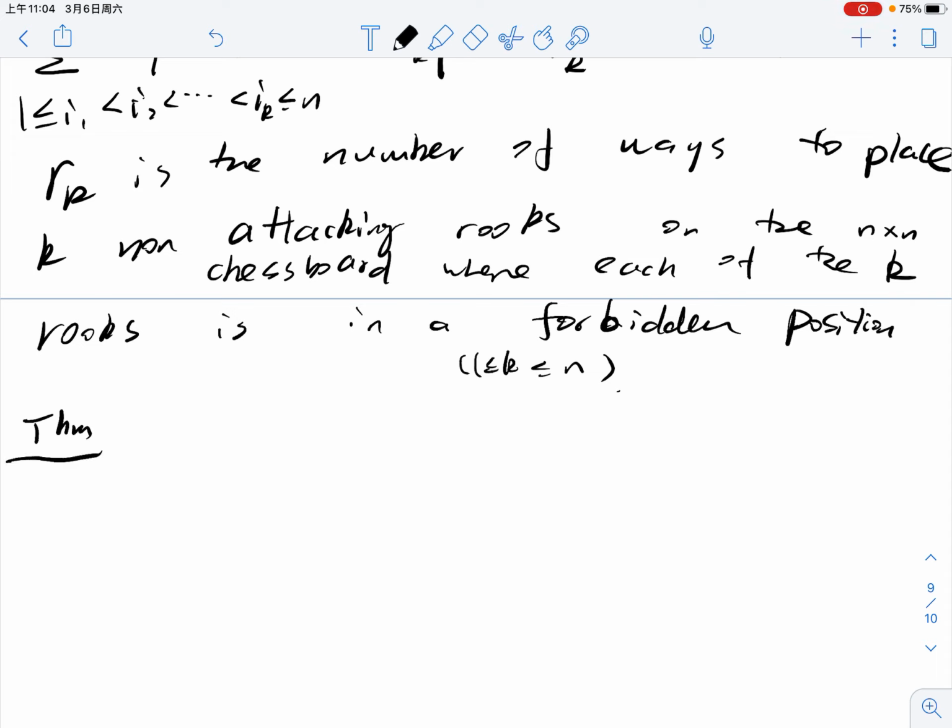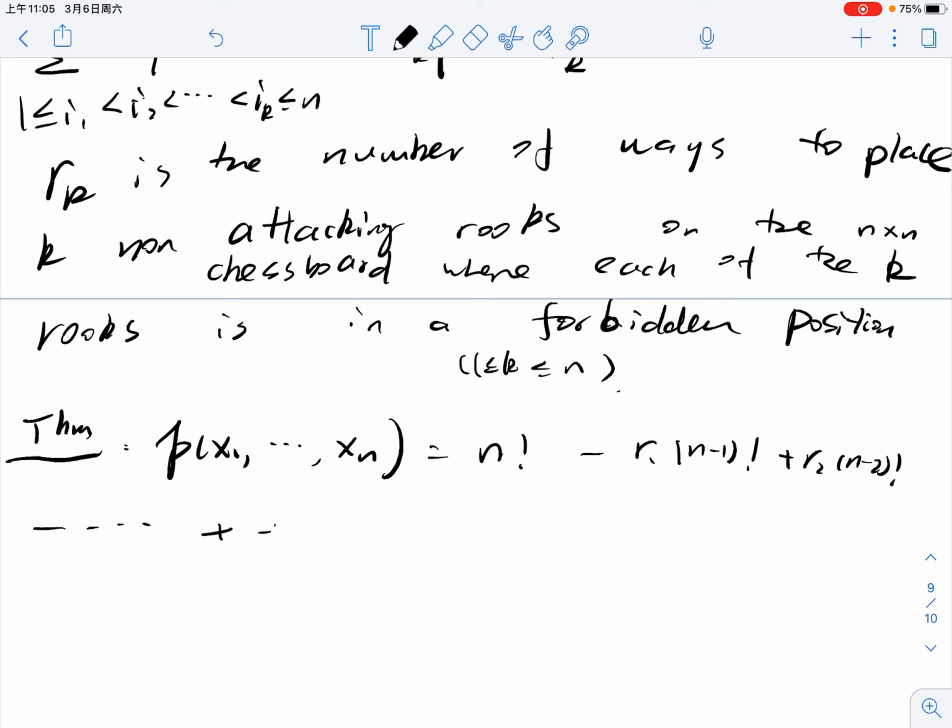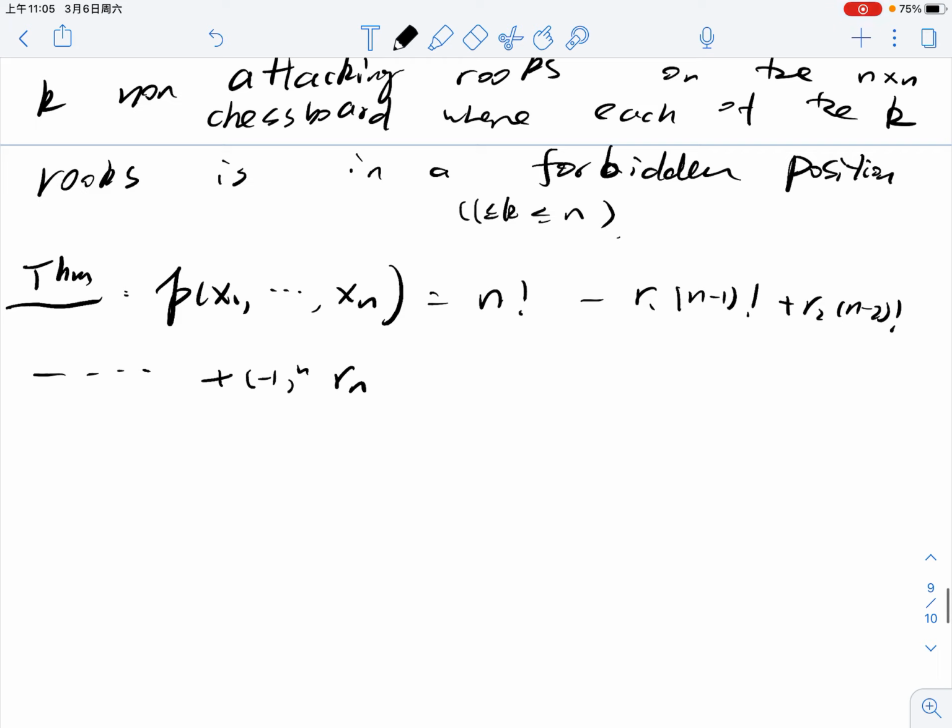Then you can simplify the formula for small p x1 to xn as n factorial minus r1 times n minus 1 factorial plus r2 times n minus 2 factorial, plus minus 1 to the n, rn. All you need to do is figure out the numbers r1, r2, up to rn, and those numbers are more of a combinatorial flavor. But I should mention, this method is efficient. Oh, I should make a remark.